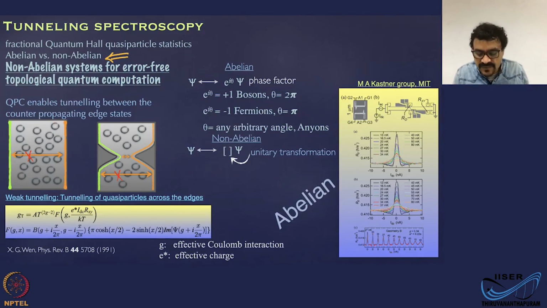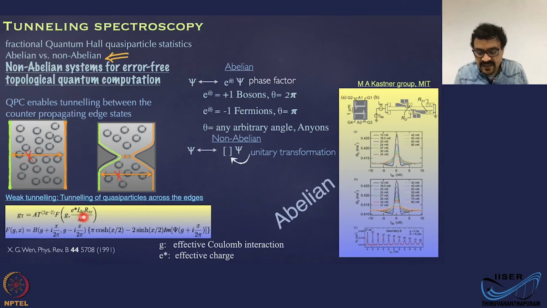So the idea here is you make a constriction and bring these edges closer, just like this. You make a quantum point contact either by etching or by electrostatic gating or a combination of both. You can bring these edges nearby within a distance where they can interact. Then measure the tunneling current between these edges. That is the idea. So if you have an abelian system, you will have a certain kind of tunneling current distribution. If you are non-abelian, you have a different kind.